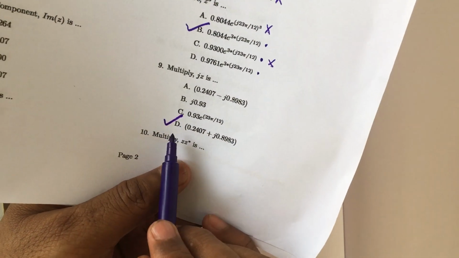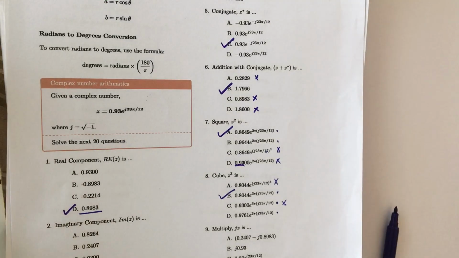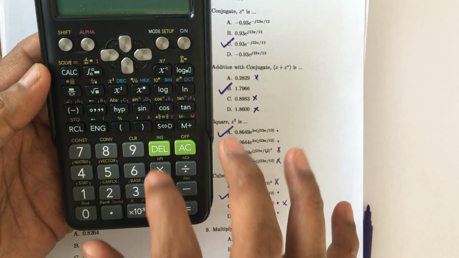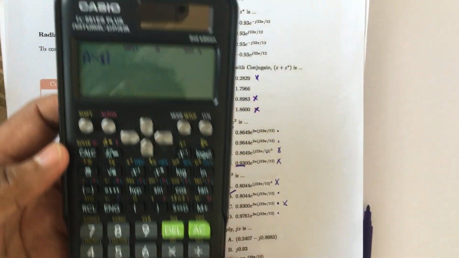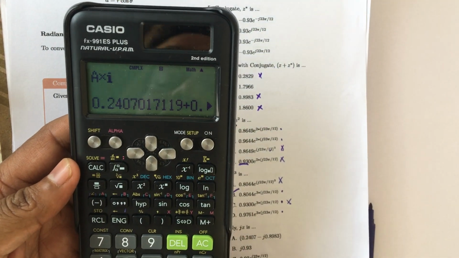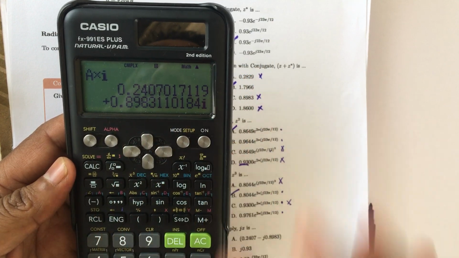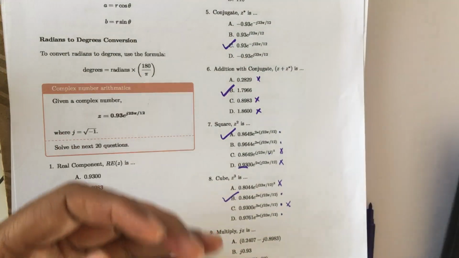Okay, so again, look at the choices. I think choice D is the correct answer here. This also we can do simply in the calculator. So I'll say A into i. If I simply say A into i, I get the answer: plus 0.24 and plus 0.89i. Okay, so that is the calculation.